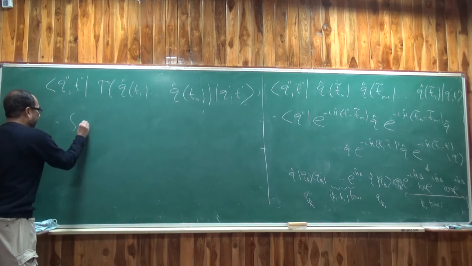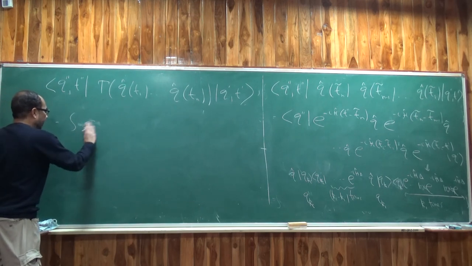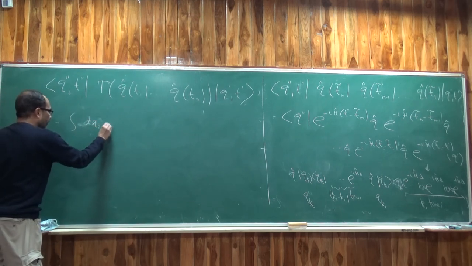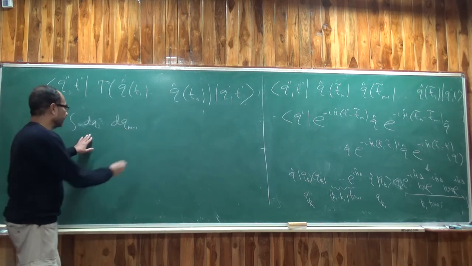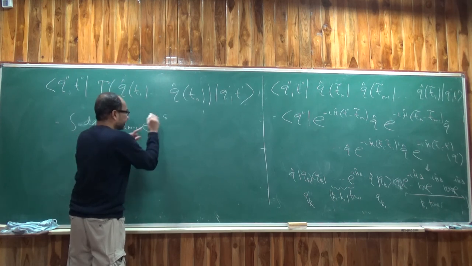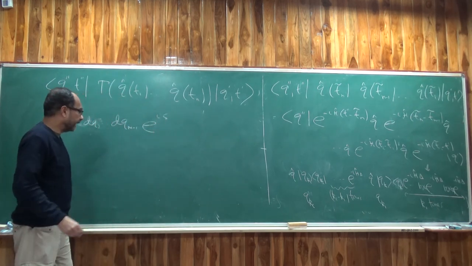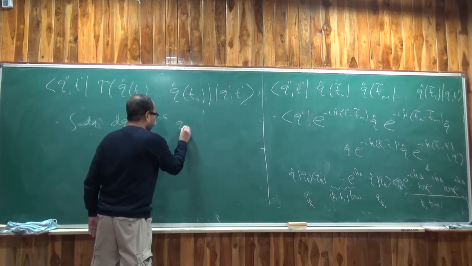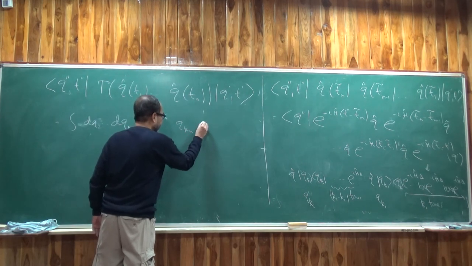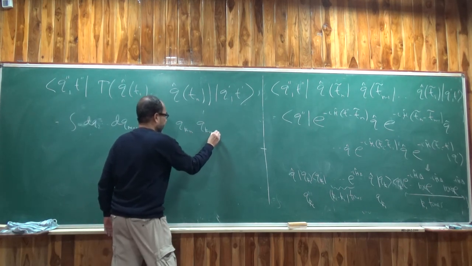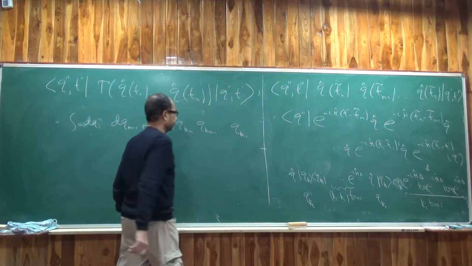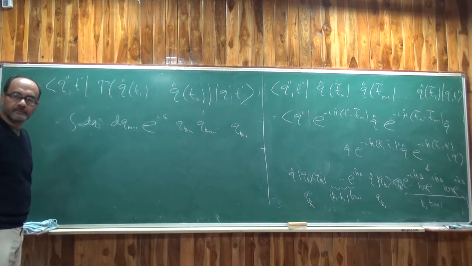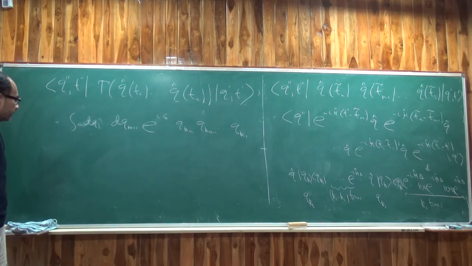So this then can be written as integral dq. Okay, let me write dq_1 to dq_{n-1} e^{iS}. Okay, this is to be discretized. And then there is a factor of q_{k_{n-1}} up to q_{k_1}. So those integrals will now be dq_{k_1} to dq_{k_n}.